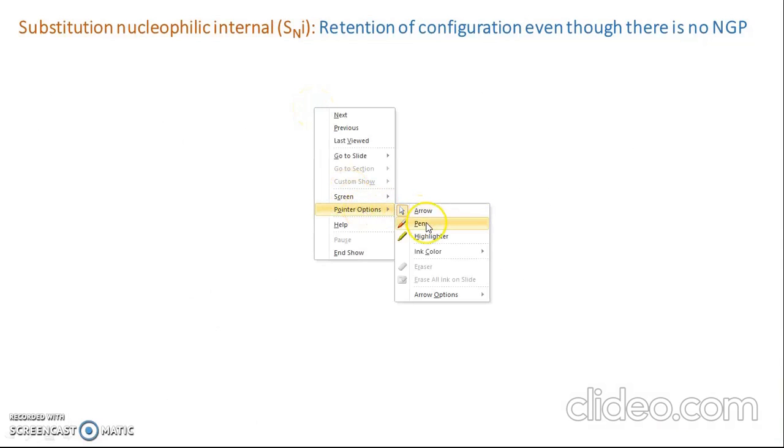Now another part of this video is substitution nucleophilic internal. S is for substitution, N for nucleophilic, and I is for internal. So why are we discussing it after NGP? There is some reason. Because here also retention of configuration is taking place, but there is no NGP. So that is why we are discussing it after NGP, so that you will be able to understand that there is no NGP, still how retention is taking place. That is actually substitution nucleophilic internal.